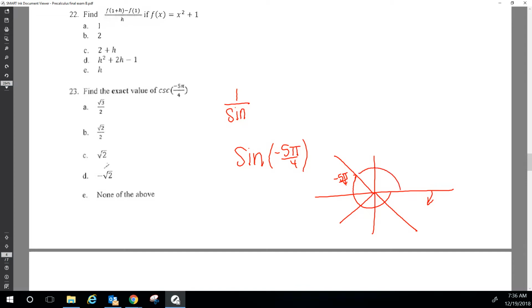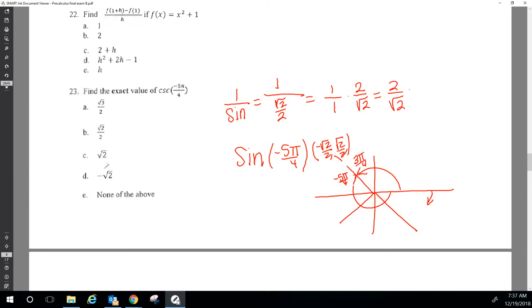It's coterminal with positive 3 pi over 4, which is on the unit circle, and we know that value would be negative square root of 2 over 2, square root of 2 over 2. So the sine of this angle is the y value. So this is going to be 1 over the square root of 2 over 2. So we got 1 over 1 times the reciprocal of this guy, which is 2 over the square root of 2.